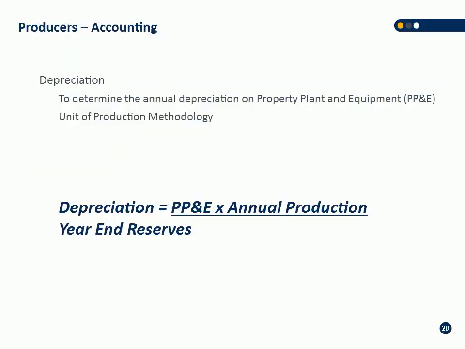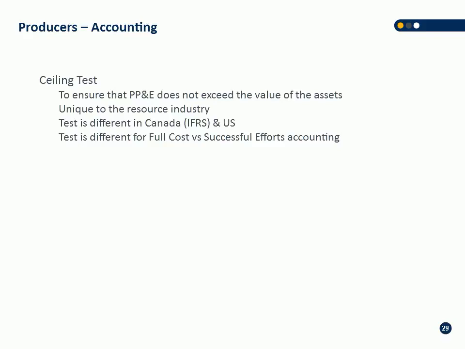This is an accounting issue. They do use reserves in calculating annual depreciation numbers for accounting purposes. They also use it for ceiling testing, which is basically a measure of a company's ability to service their financial obligations. Here it's saying it's to ensure that property, plant, and equipment does not exceed the value of the assets. Unique to the resource industry, the test is different in Canada and the US, and different for the two types of accounting. Ceiling tests are run by accountants, not by evaluators or engineers, and they're really assessing the ability of a company to continue to operate on an annual basis.